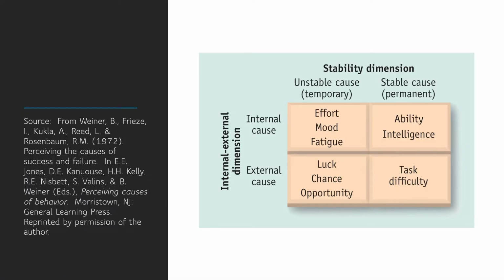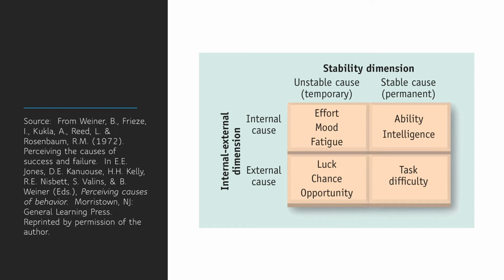So a very well-known researcher in this field is Weiner, and you can see there's an article cited here from 1972. Weiner and his fellow researchers, Fries, Kukla, Reed, and Rosenbaum, were studying the perception of the causes of success and failure. It's cited in your textbook because it contributed to a well-known model called Weiner's Model.